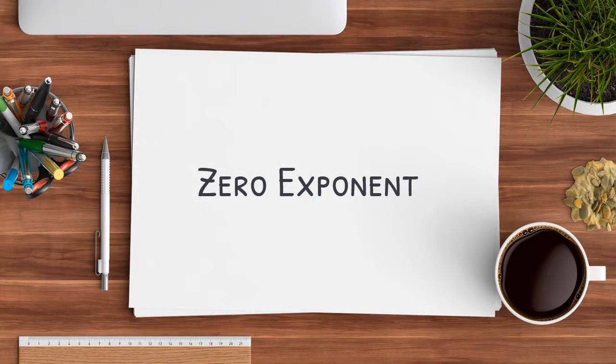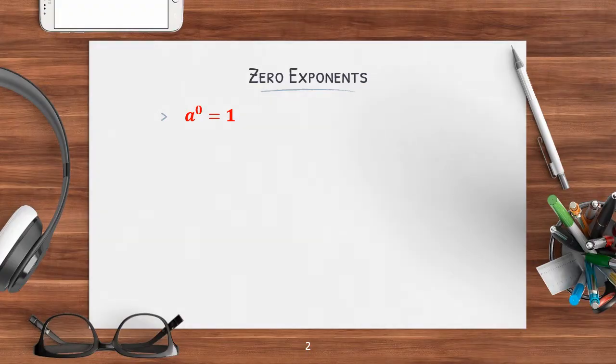Good day, grade 9. Since we're done with the laws of exponents, let's proceed to the zero exponent, negative exponent, and the laws of radicals. But first, let's have the zero exponent. In zero exponent, as you can see, we have variable a, and the exponent 0 is equal to 1. If your exponent is 0, your answer should be equal to 1.